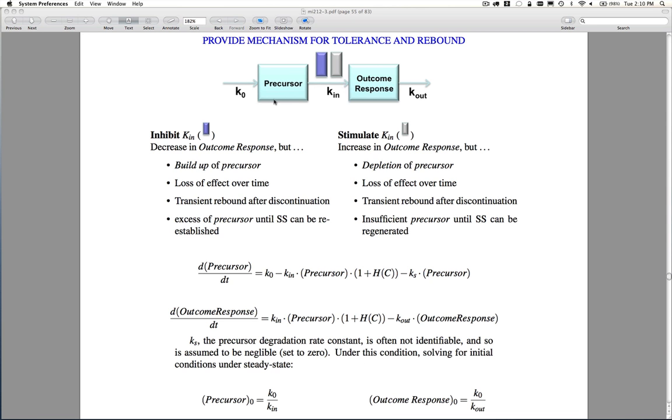Now, I mentioned this KS. Oftentimes, you'll see reported in the literature this removal of precursor is assumed to be negligible. The reason for this is that you need very rich data in order to be able to even closely estimate both a removal from the precursor as well as from the outcome response. In fact, it's even more useful in that sense if you're going to have that parameter to also be able to measure concentrations of that precursor. In its absence, again, you need a very rich data set in order to be able to estimate that KS term. Oftentimes, it's sufficient just to assume it to be negligible, set it to zero.